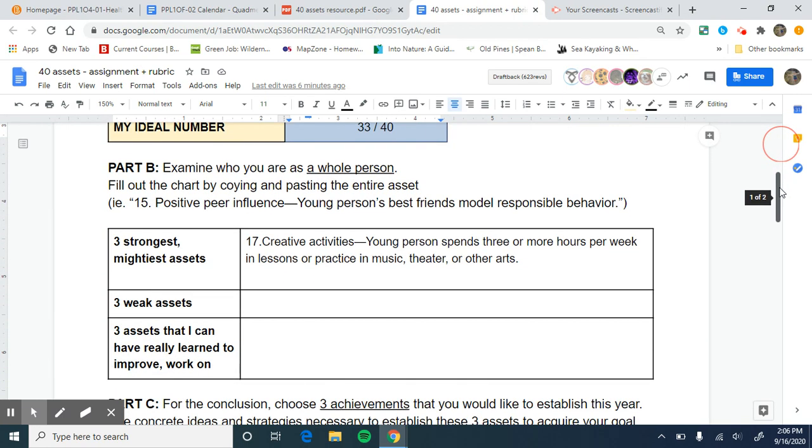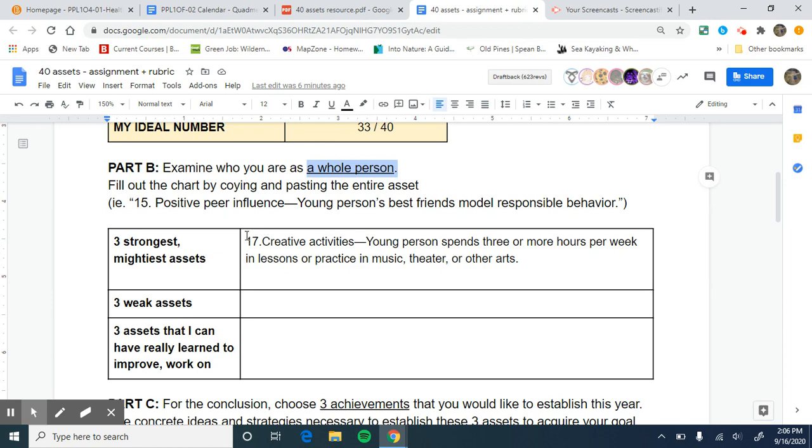In part B, you're going to examine your strongest, mightiest assets, 3 of them, your weakest assets, 3 of them, and then this last category, 3 assets that you've already worked on and you've improved and they're getting to be your strongest but not quite there yet. So this would kind of define you as a whole person. These 9 assets that I'm asking you to look at. Don't forget to post the entire asset.